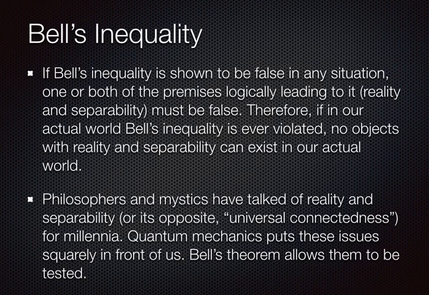Philosophers and mystics have talked about reality and separability, or its opposite, universal connectedness, for millennia. Quantum mechanics puts these issues squarely in front of us, and Bell's theorem allows them for the first time to be tested. So any of you who know about Zen Buddhism and the Asians, like, this grain of rice is connected to the lotus flower, like everything's connected. Well, that's kind of what we just said, like quantum entanglement. Who's to know how much entanglement is going on? So everything is actually universally connected somehow.